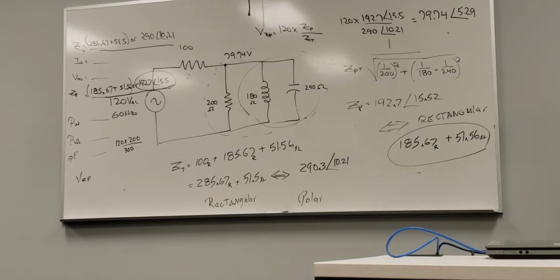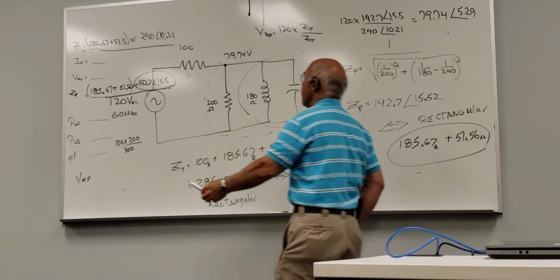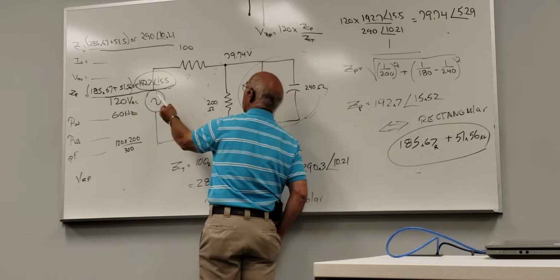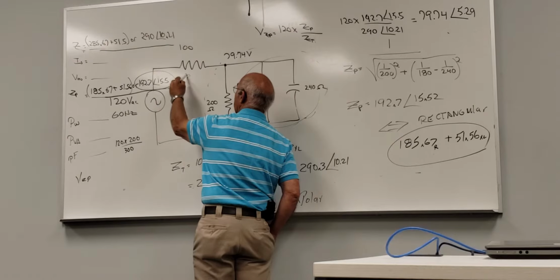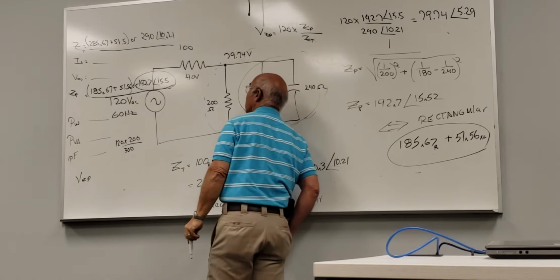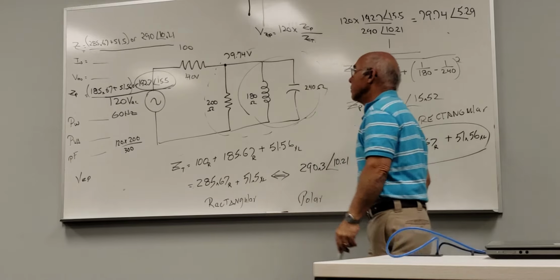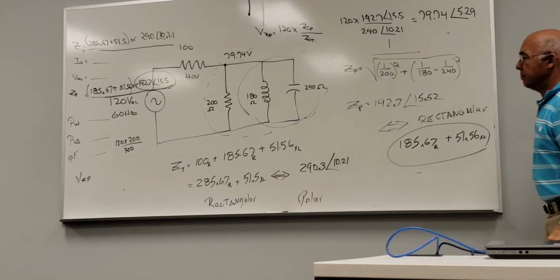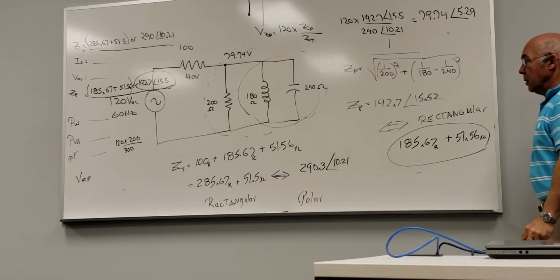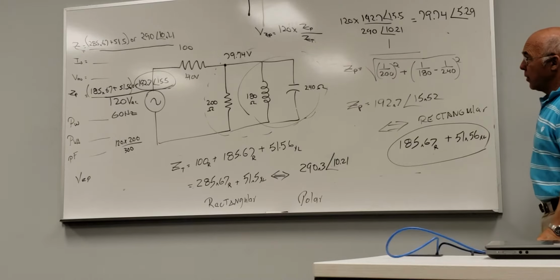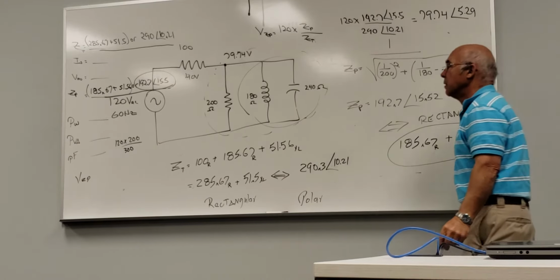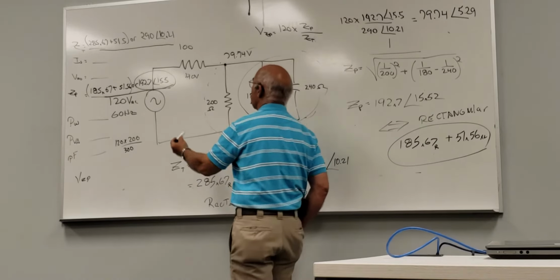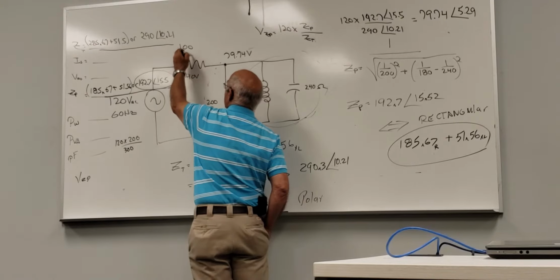Now what's the voltage you got across this resistor? It's about 40 volts. You got 80 here, 120 there. It's about 40 volts. Just round it off. You've got a 100 ohm resistor with 40 volts across it, how much current have you got? Four amps.